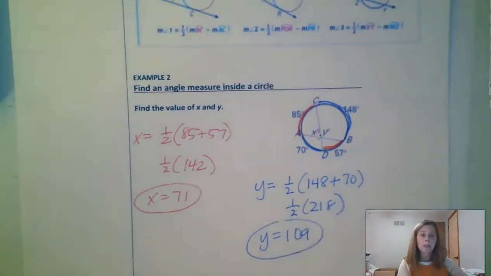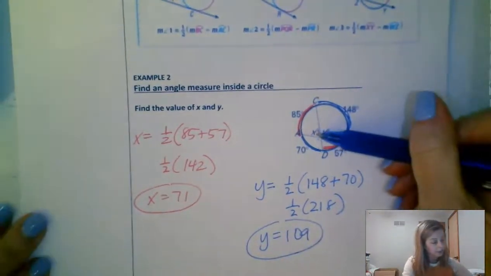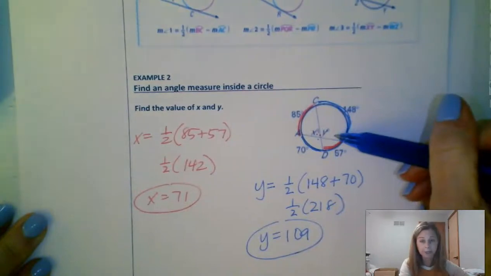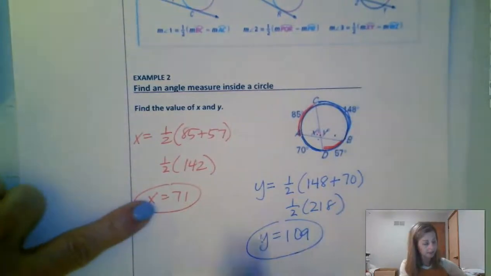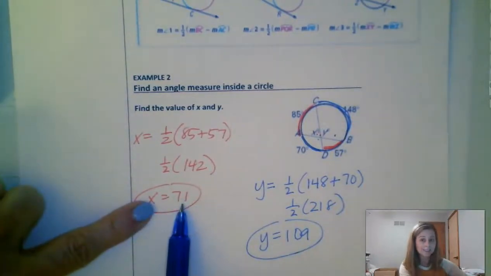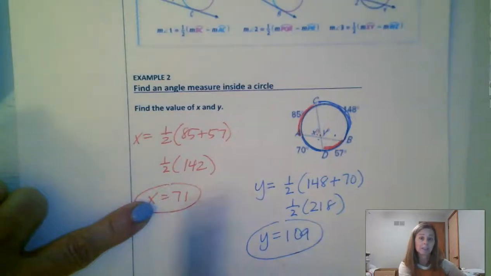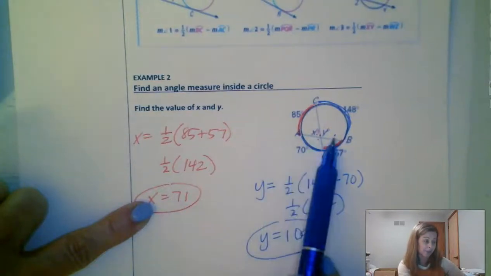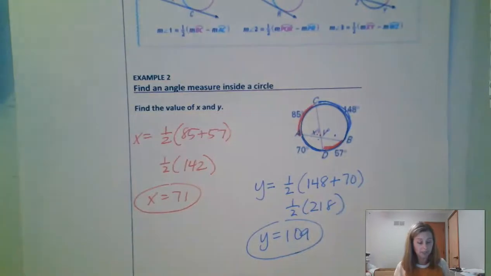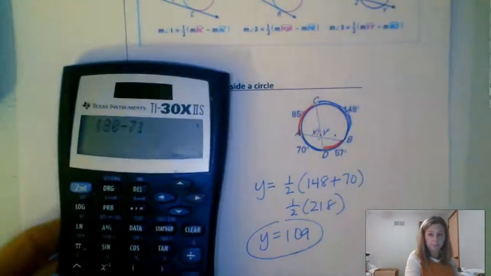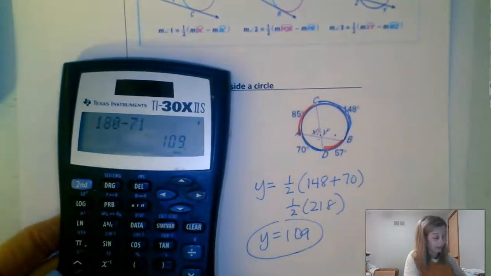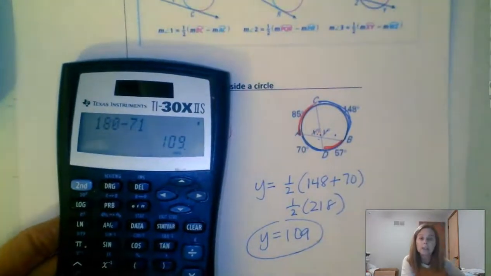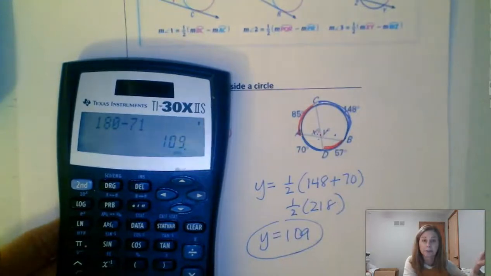Okay? Now, I could have also said, well, x and y are a linear pair. So if this one is 71, what is its supplement? Or what's the value to get up to 180? So if I do 180 minus 71, I get 109. Okay, so then I could have maybe skipped the circle theorem on that second one.